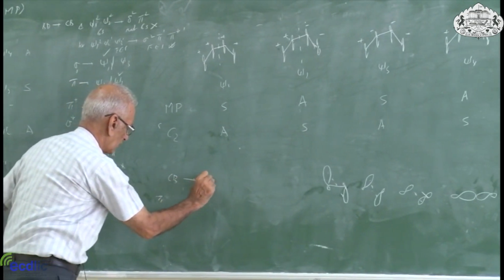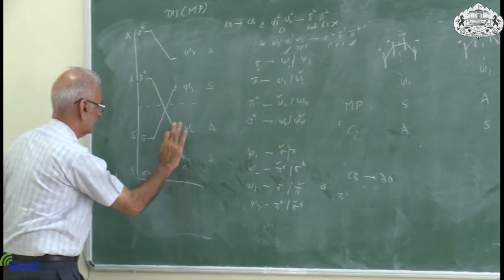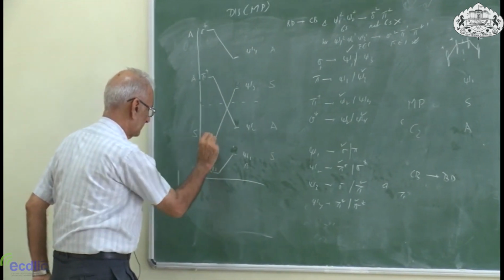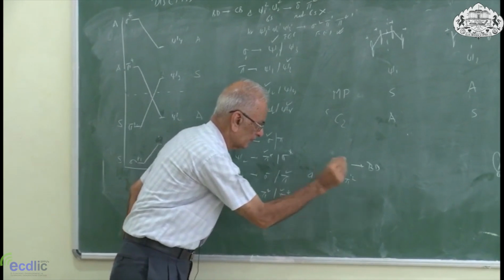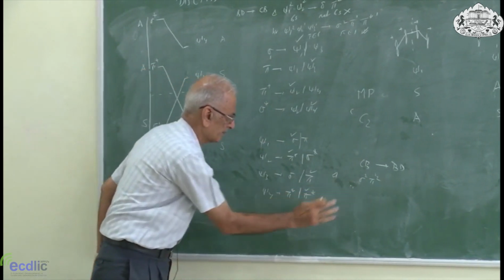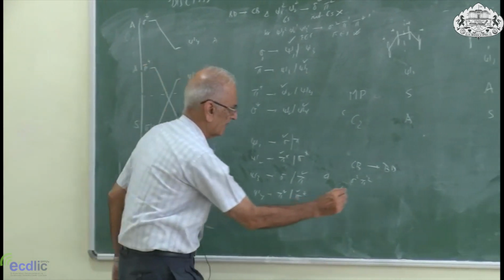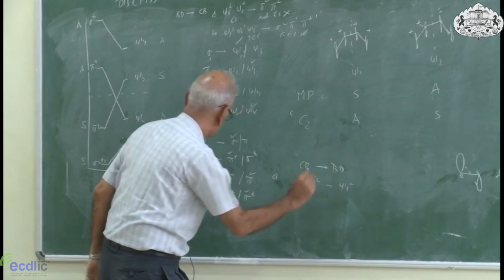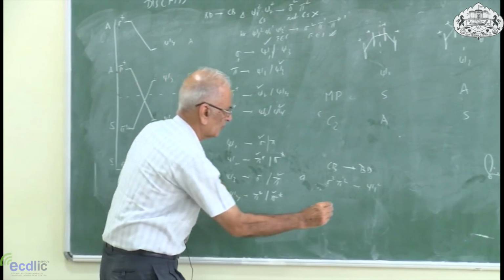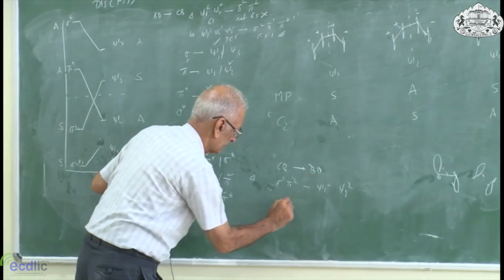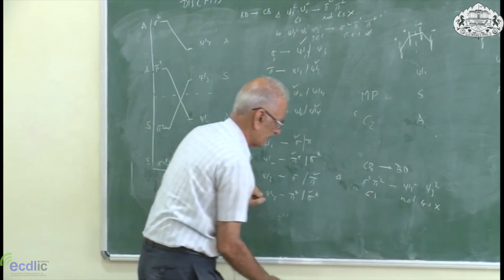Cyclobutene going to butadiene. Thermal reaction. Sigma 2 pi 2. Where does sigma go? Sigma goes into psi 1. And where does pi go? Pi goes into psi 3. Ground state, not ground state, therefore disallowed.